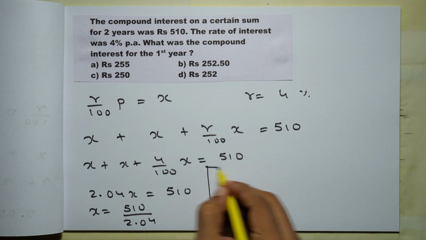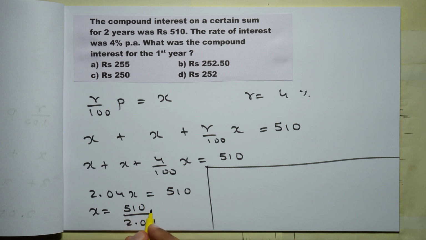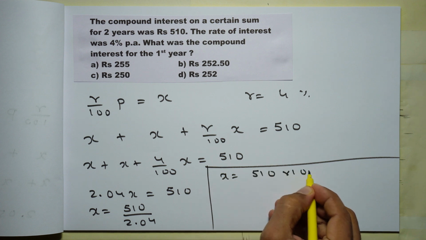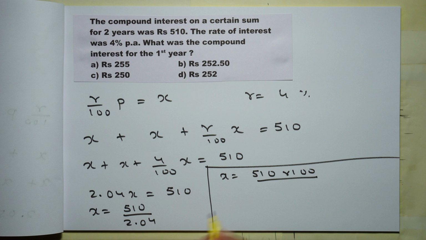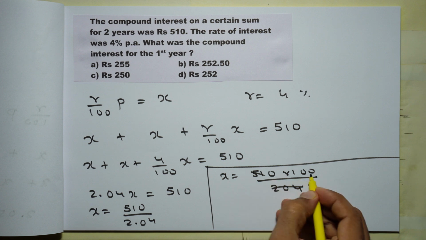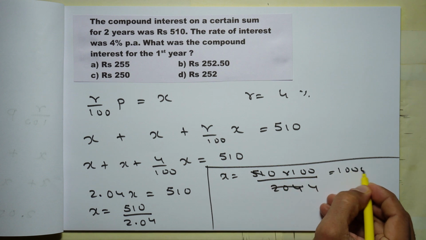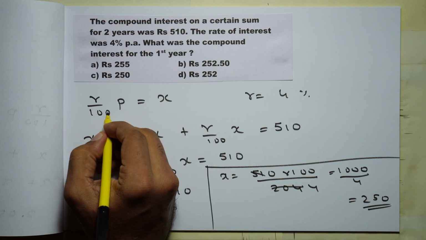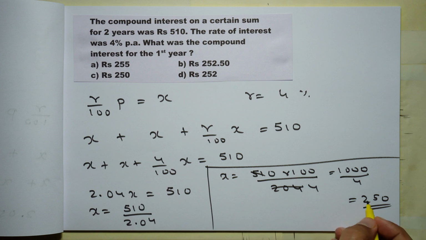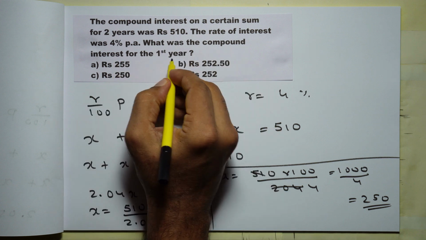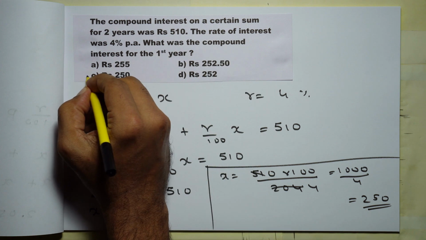Now just to make the calculations easier, I'll multiply both numerator and denominator by 100. So X you will get as 510 into 100 by 2.04 into 100, which gives you 204. Now 51 divides 4 times. So this is 100 and the 0, so that will be 1000 by 4. That you will get as rupees 250. That is the value of X. And X is equal to R% of principal, that is first year's compound interest, and that you will get as rupees 250. So option C, rupees 250. What was the compound interest for the first year? That is rupees 250, option C.